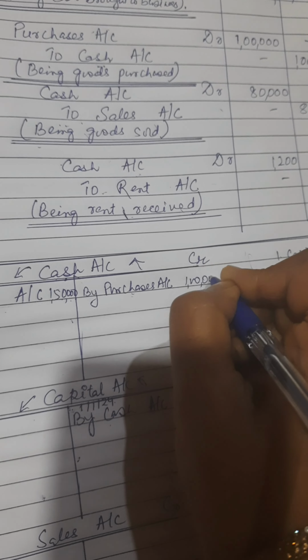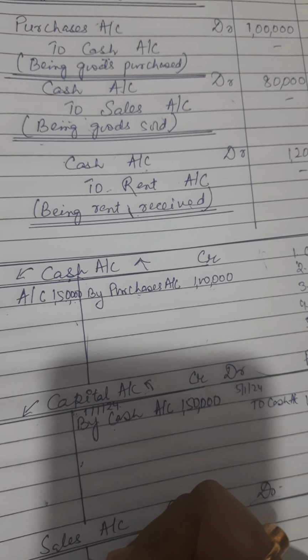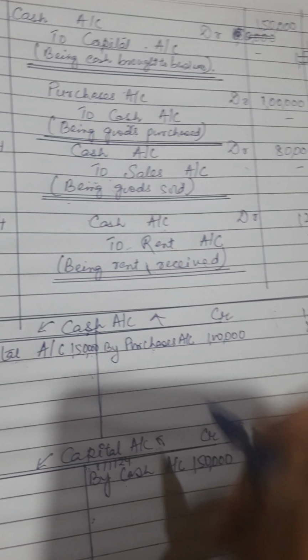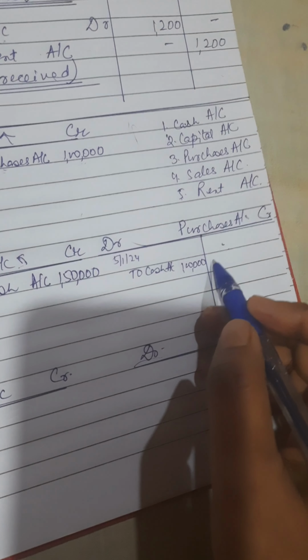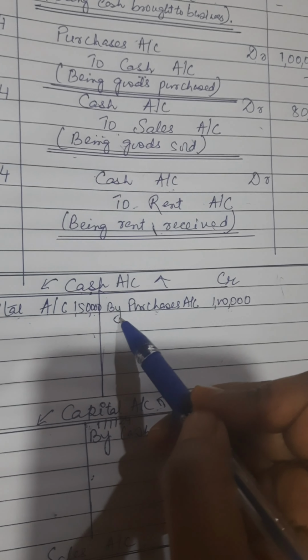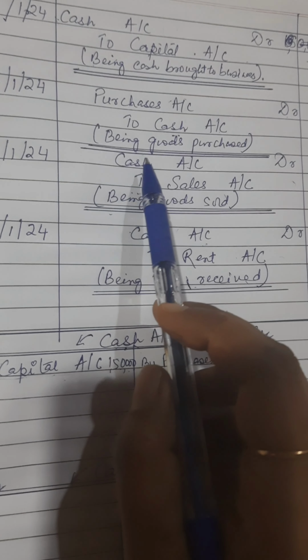So we have 1 lakh. We purchased, so our purchase account is also entered here. We entered in the purchase account, and we entered in the cash account also. Let's move on, and that is cash account debit.